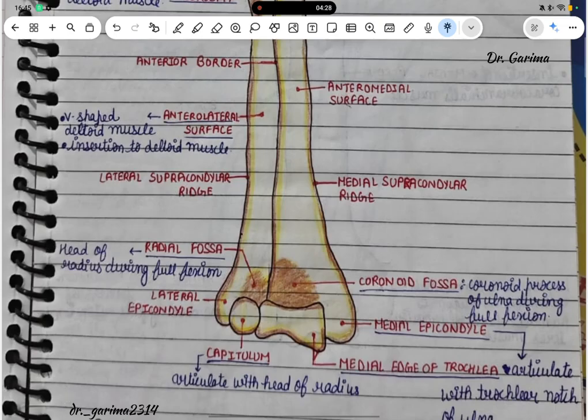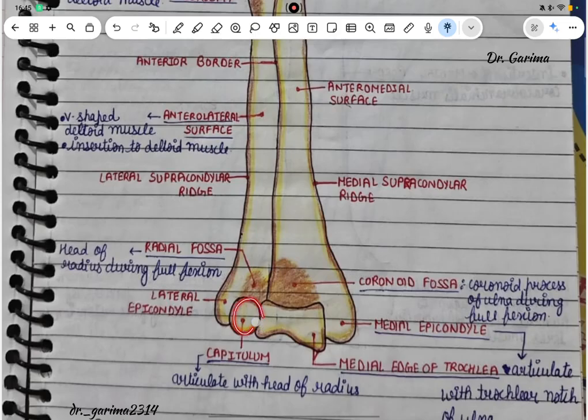Then there is a radial fossa and the coronoid fossa. What is the difference between the radial fossa and the coronoid fossa? In the radial fossa, the head of the radius during full flexion sits, and in the coronoid fossa, the coronoid process of the ulna during full flexion sits. Then this is the lateral epicondyle and the medial epicondyle.